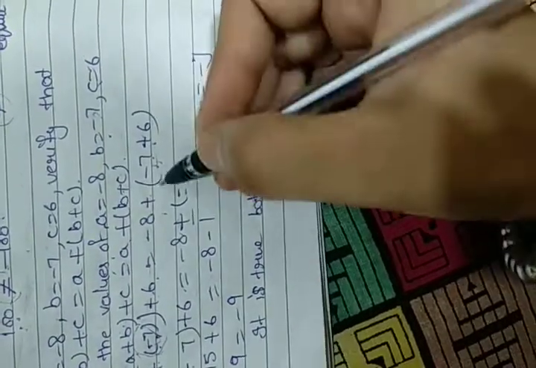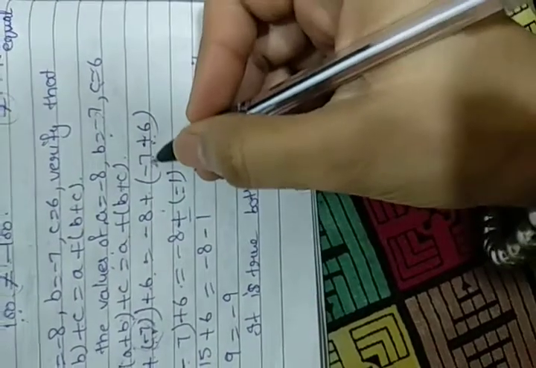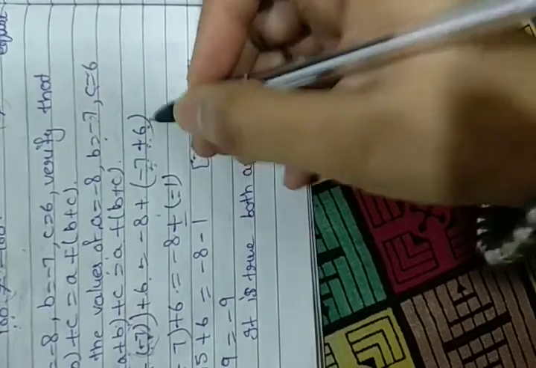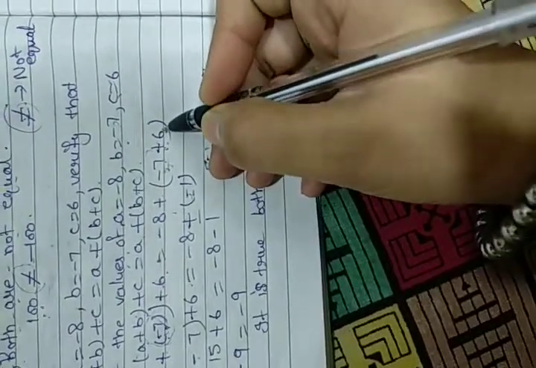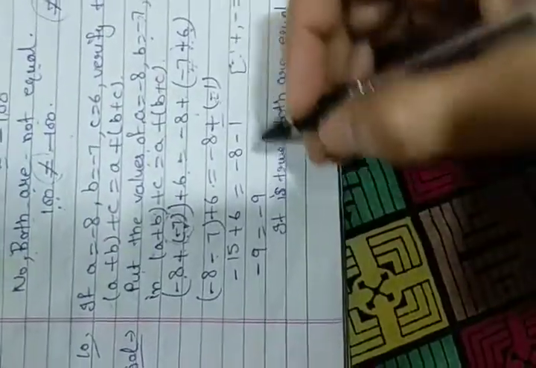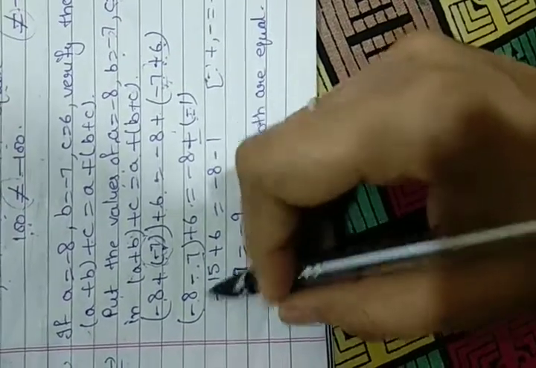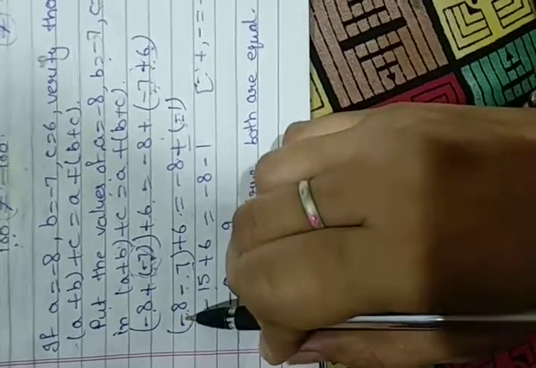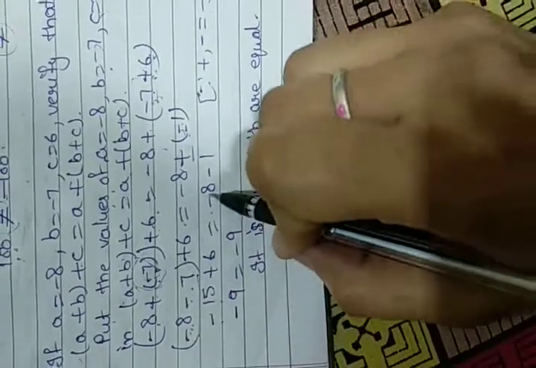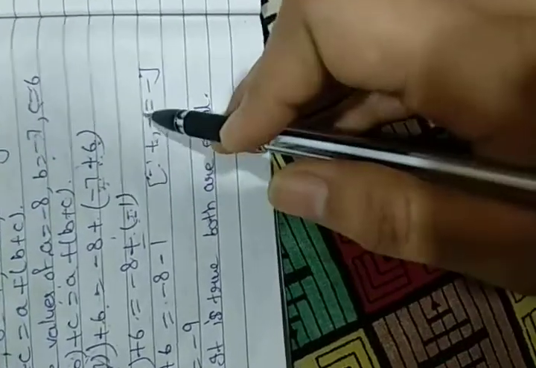Now solve this bracket, plus minus minus minus 7. Okay, minus 7 plus 6 is minus 1. Why? Because 7 is greater than 6 and the sign will be minus. Now solve this bracket, minus minus plus 7 plus 8 is equal to 15 and this sign will be positive. Why? Because 8 is greater than 7 and its sign is negative. Plus 6 is equal to 8 plus minus minus. Okay, why? Because plus minus is equal to minus.